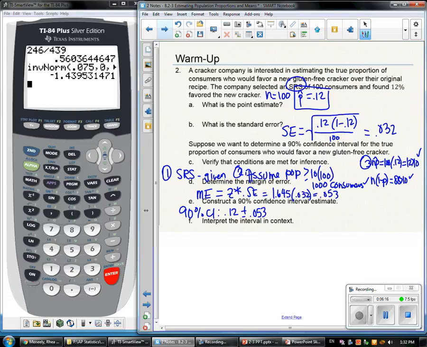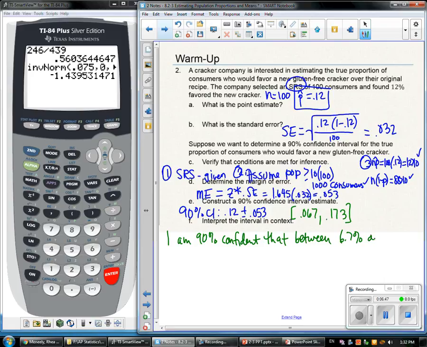And then when I compute the interval so it actually looks like an interval, I always do the subtraction first. So I would do 0.12 minus 0.053, and that would give me an interval from 0.067. And then I do my addition, and that would give me the 0.173. Then you're asked to interpret the interval, and it basically just means I am 90% confident that between 6.7% and 17.3% of consumers will prefer the new recipe.